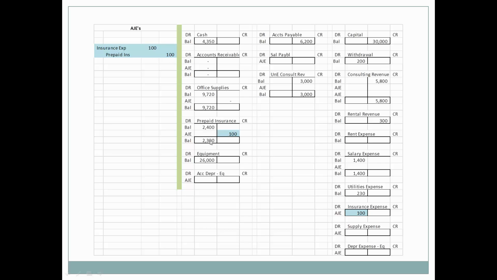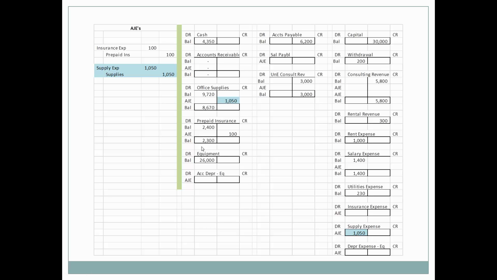So originally $2,400, now $2,300. So we know that's properly valued. If we asked for our money back from the insurance company, they would only pay us $2,300 since a month has lapsed and we've used $100 of coverage.